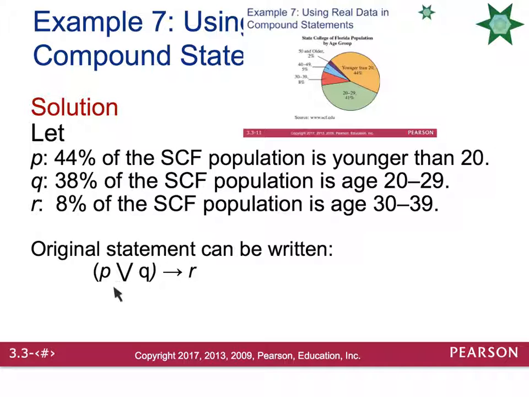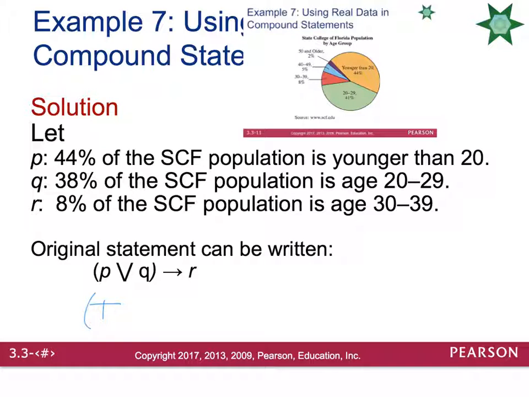Okay, so let's look at the truth value of each of these statements based on our graph. 44% of the State College of Florida population is younger than 20. Okay, if we look at that, yes, it's true. So P is true, and I'm going to put the truth value below that for P. And then the next thing is 38% of the population is 20 to 29, and we can see no, that's not true. That's 41%. So that would be false for Q.